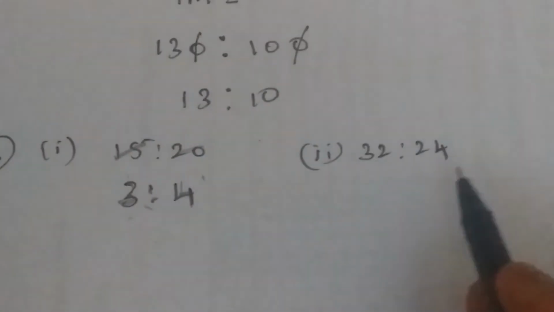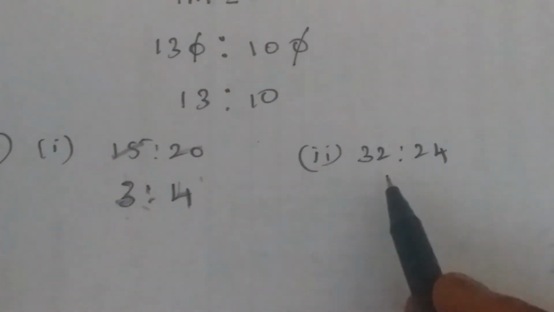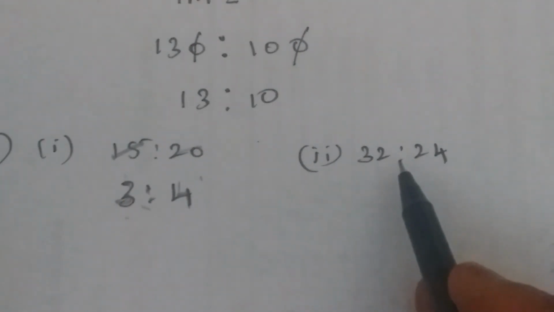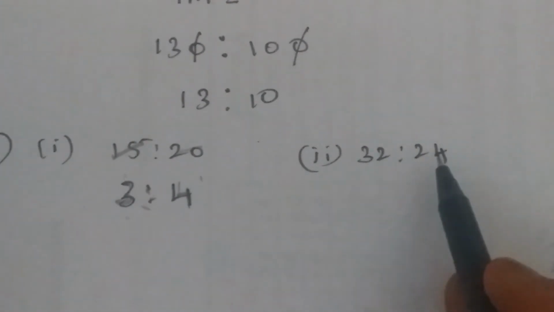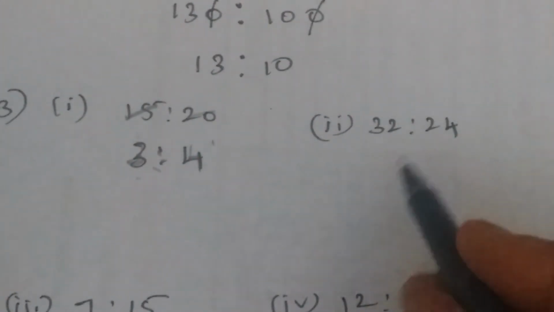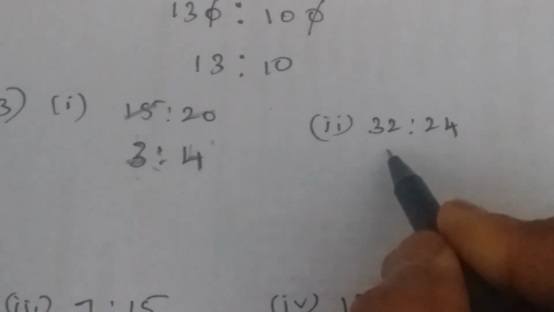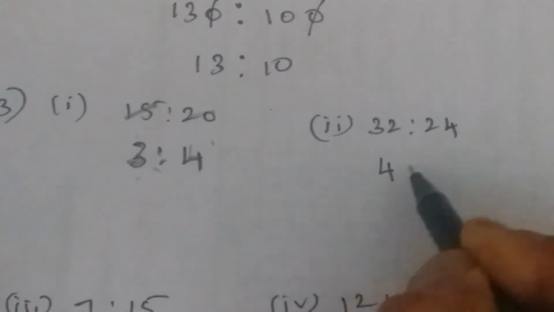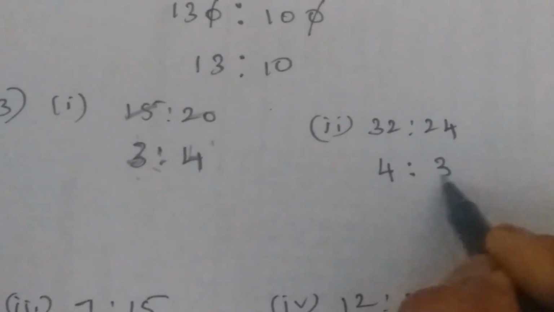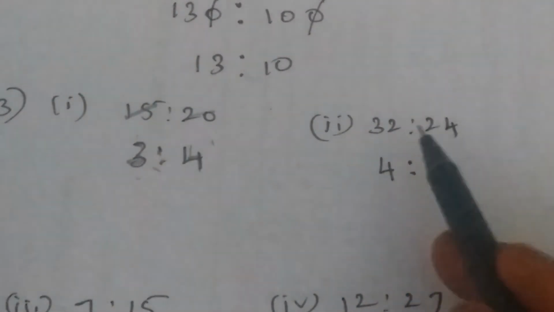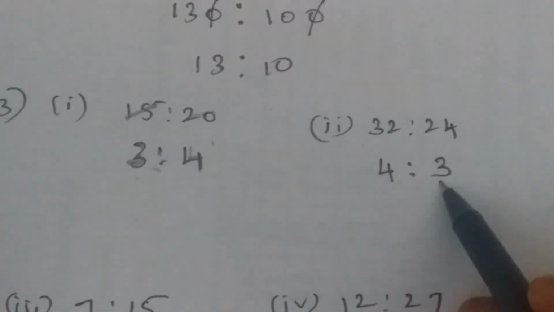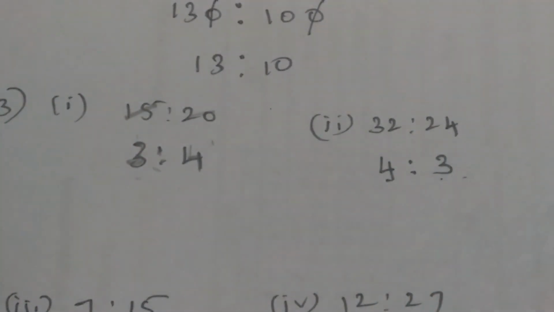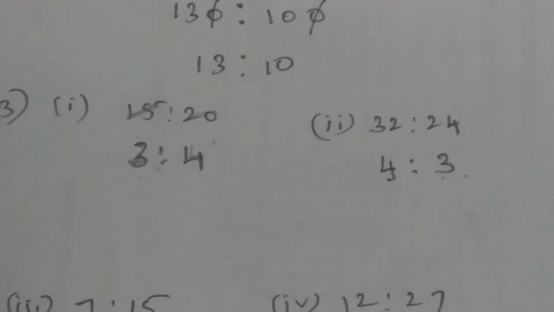Next one, 32:24. If you are thorough with the tables, when you cancel by greater tables, the sum gets over in one step itself. 32 and 24. Are you all thorough with the tables? Yes, it comes in 8 tables. If we cancel by 8 tables, 8 4s are 32, 8 3s are 24. Tell 8 tables: 8 1s are 8, 8 2s are 16, 8 3s are 24, 8 4s are 32. 4 and 3, they don't have a common factor. It is in simplified form.